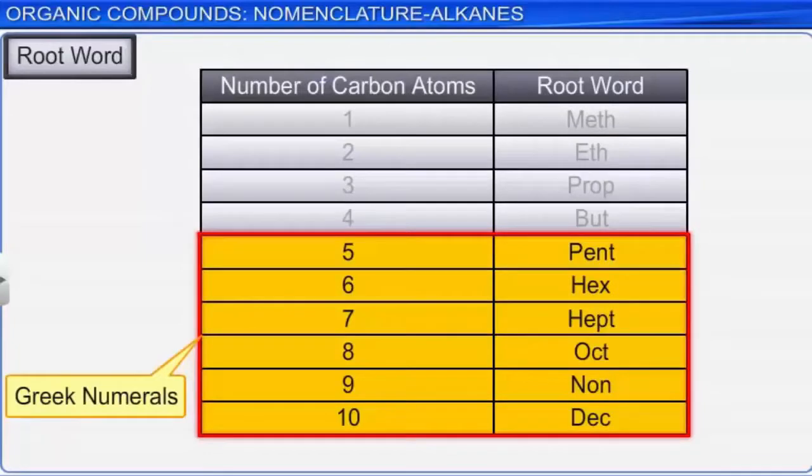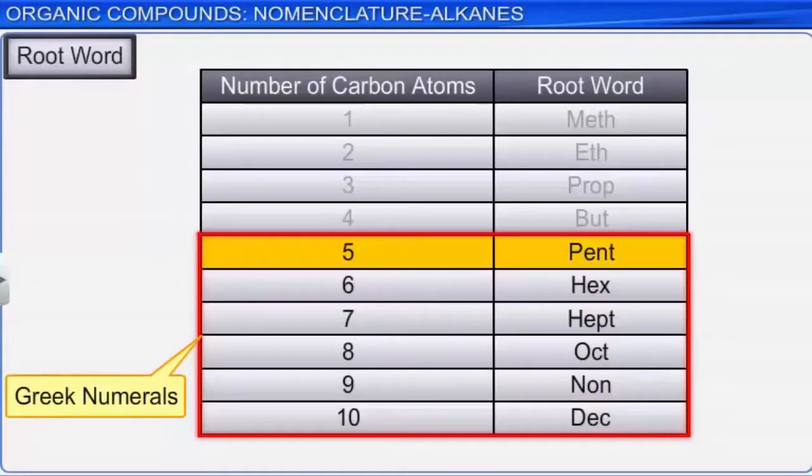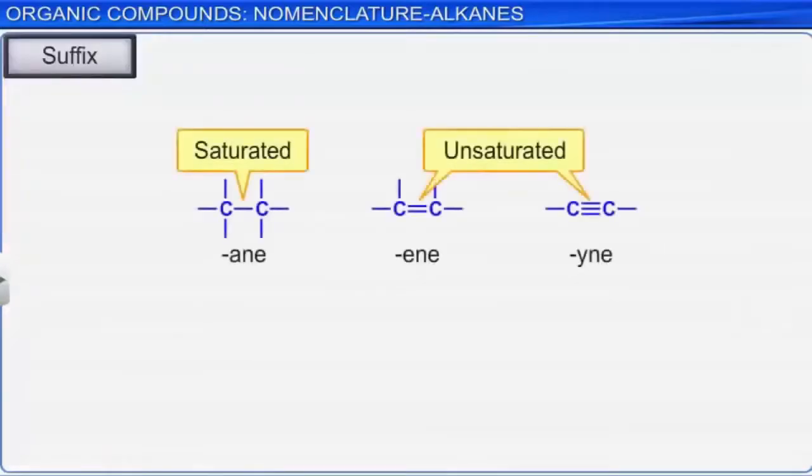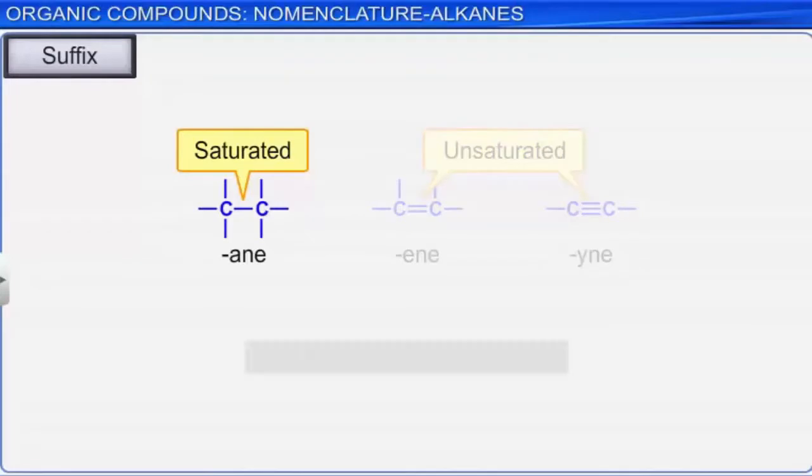Thus, the root word for 5 carbon atoms is pent, 6 carbon atoms is hex, 7 carbon atoms is hept, 8 carbon atoms is oct, 9 carbon atoms is non, and 10 carbon atoms is dec. A suffix indicates the nature of the carbon chain. As the carbon chain is saturated, suffix ane is used.